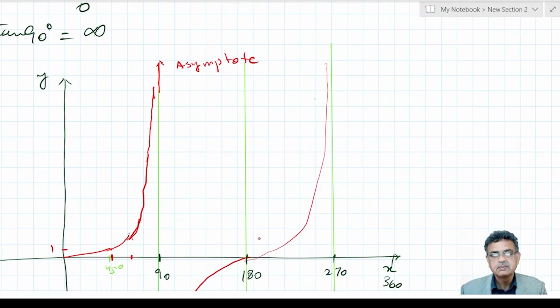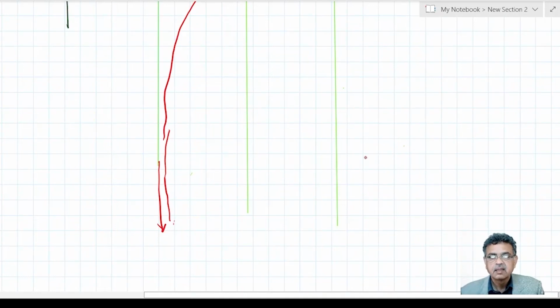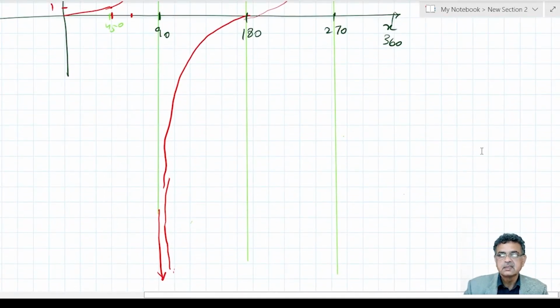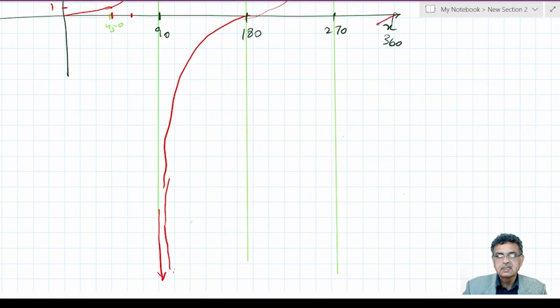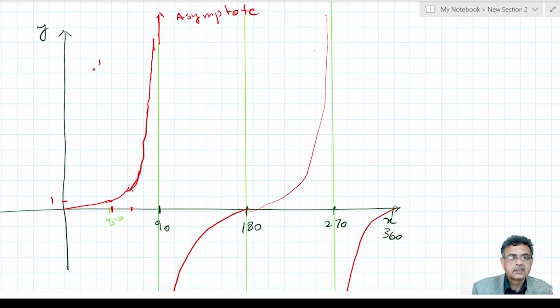This type of curve will be there, and then once again it appears from this side and reaches 360 degrees. If this is 360 degrees, the graph will be this way. So you can see that this is its first quadrant, this is second quadrant, this is third quadrant, and this is fourth quadrant.